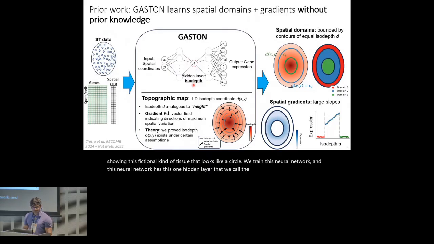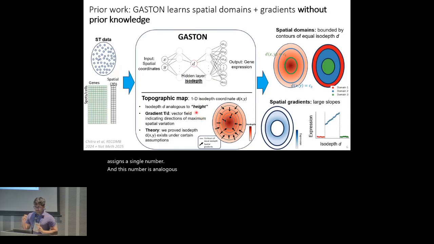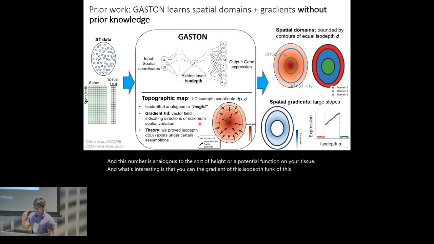The analogy that you should think of is that this hidden layer is a single node. So at every point in your tissue, it assigns a single number. And this number is analogous to the height or a potential function on your tissue. And what's interesting is that the gradient of this isodepth coordinate, this height coordinate, is a vector field shown as these arrows, which indicates directions of maximum variation in your gene expression.